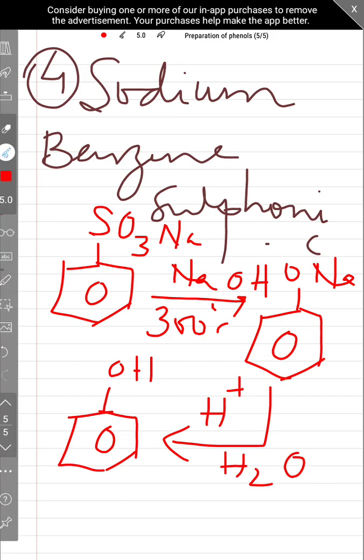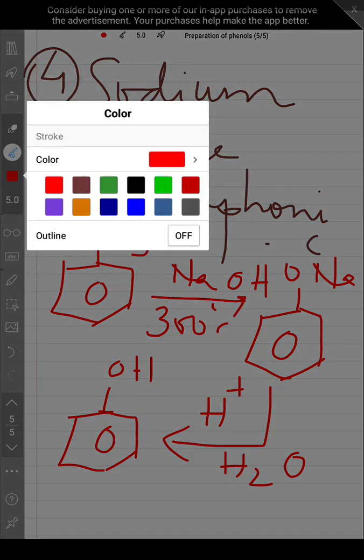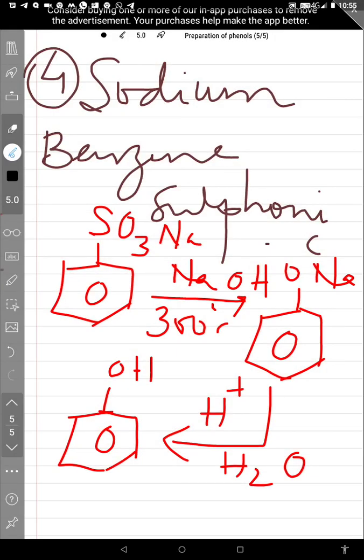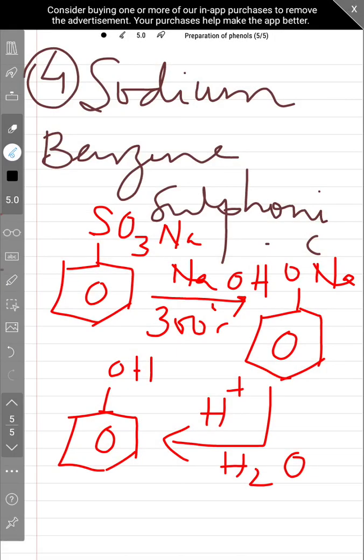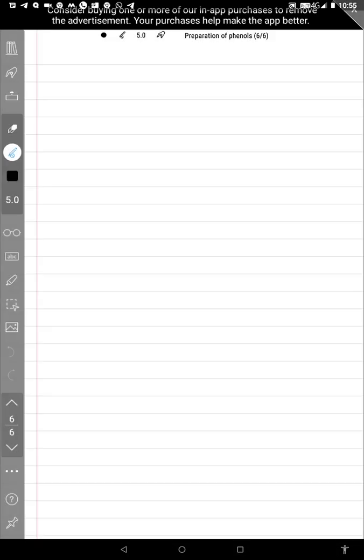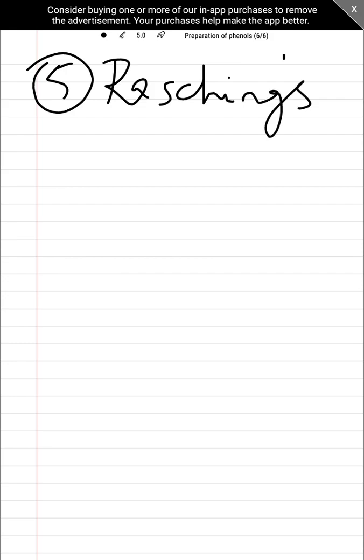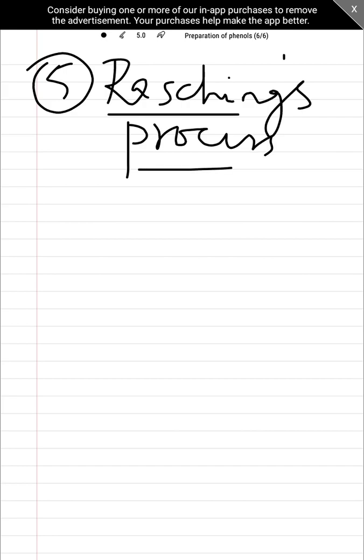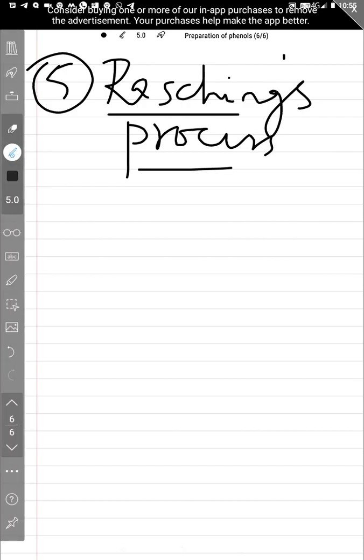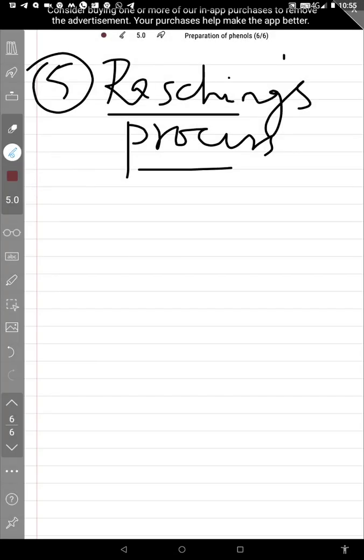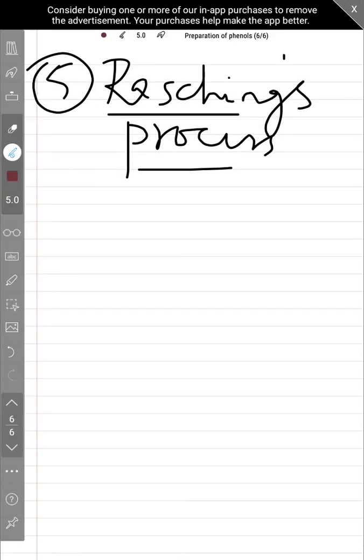We can prepare this in the general lab also. Let us move to the fifth method. The fifth method is by Raschig's process. This is an important named reaction, by which we can prepare phenol from chlorobenzene.